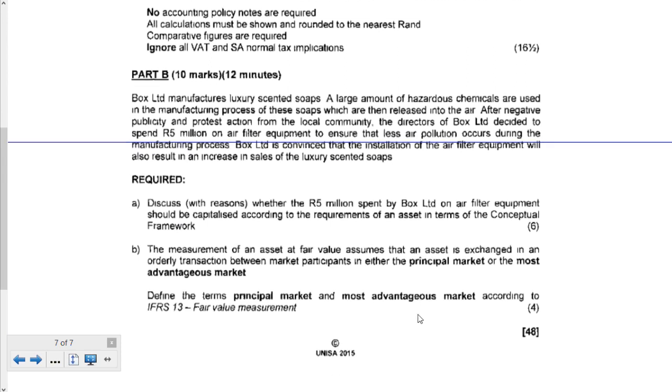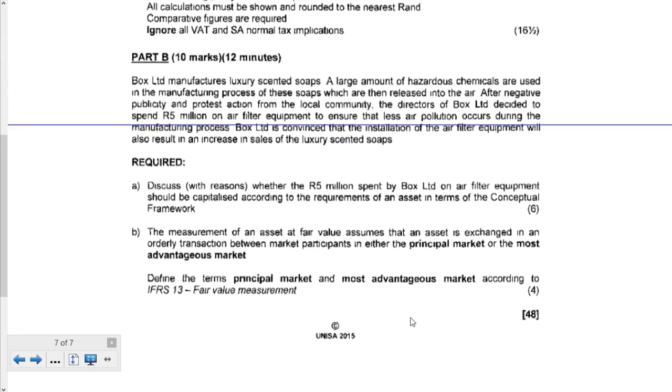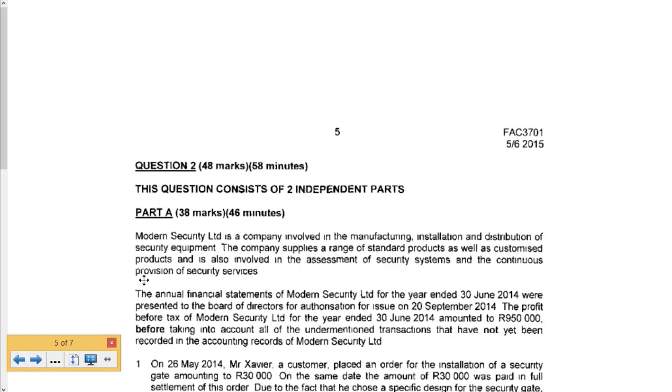Then part B is a little bit of framework. I think it's IFRS 3 and framework. IFRS 13 and framework. 4 marks for IFRS 13, 6 marks for framework. Small part of the question. But I'm going to leave this part up here, this question.